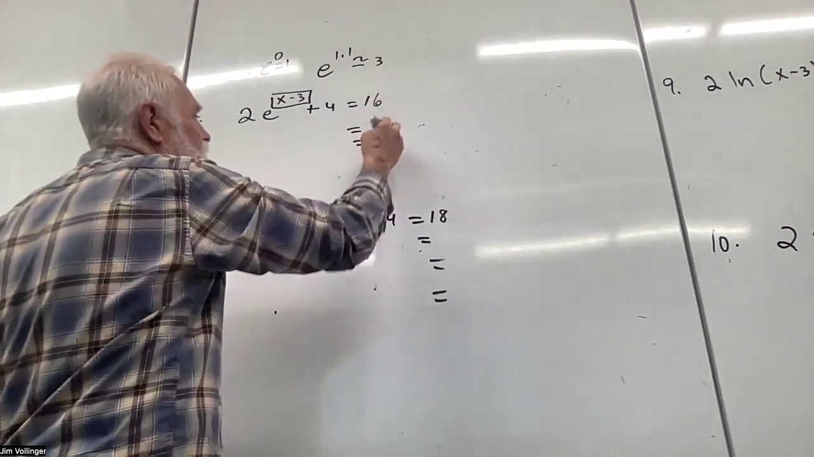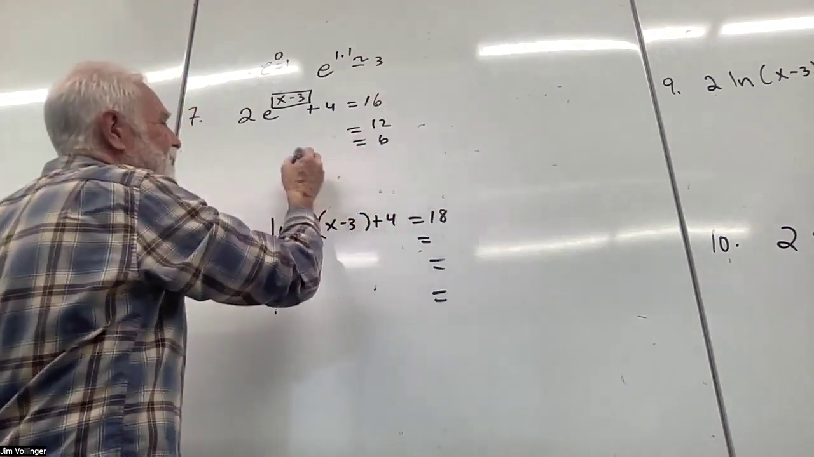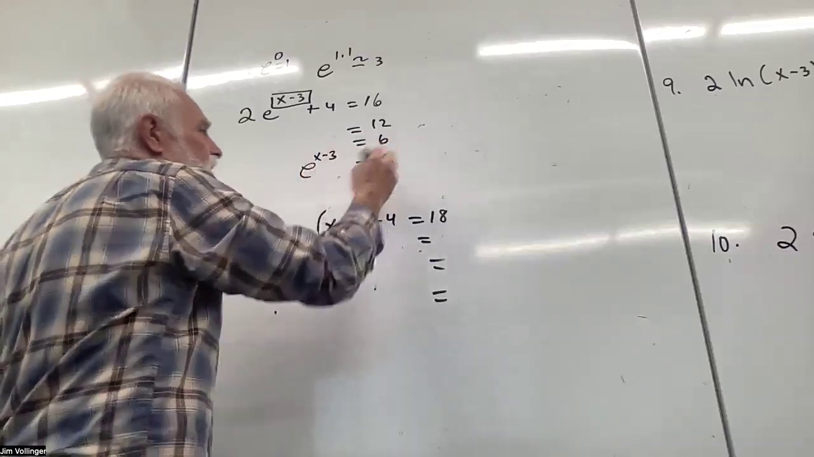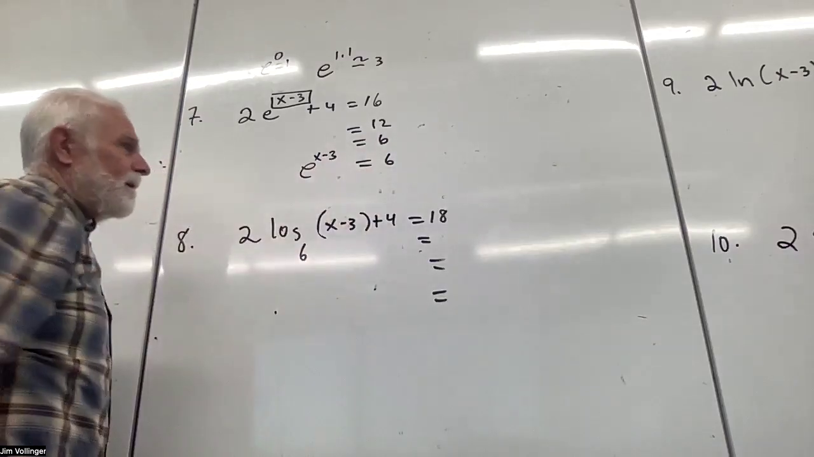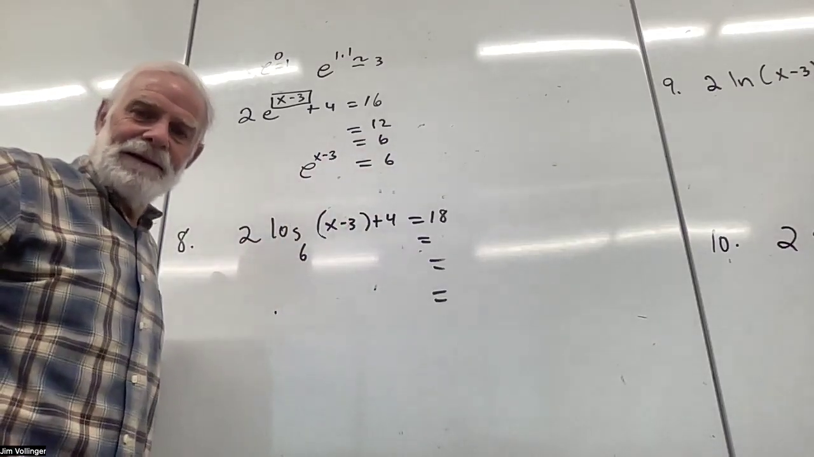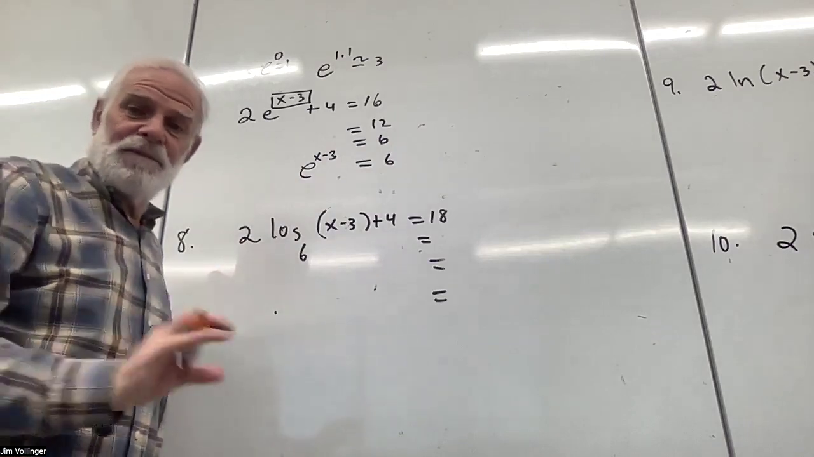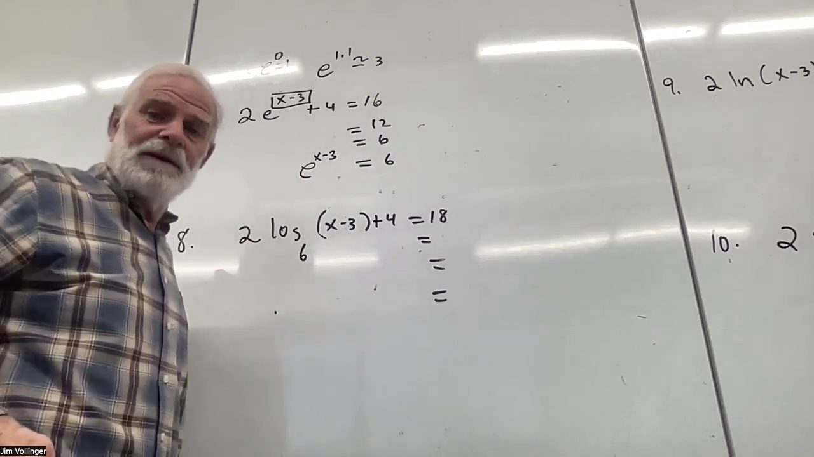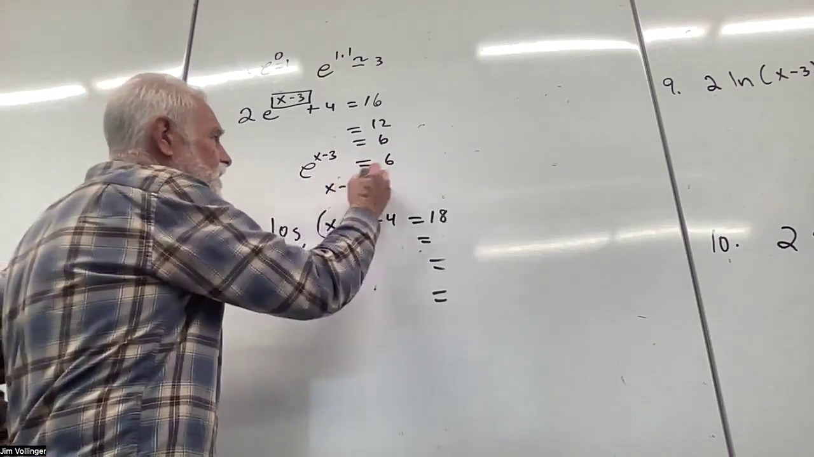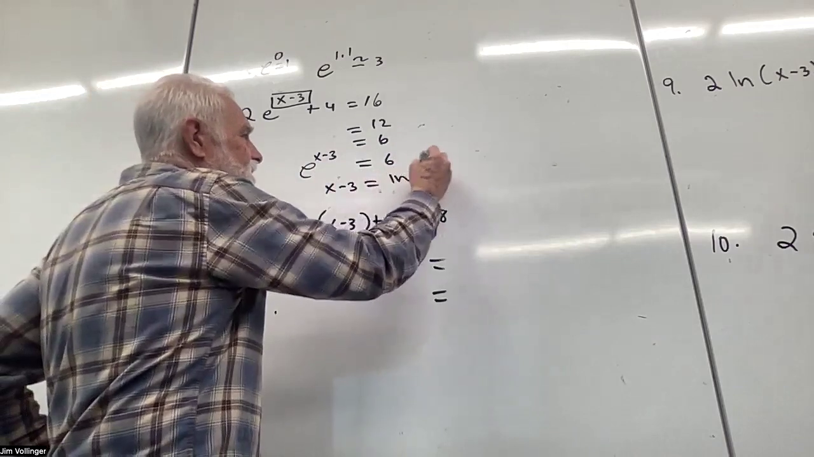12 divided by 2, 6. So now I want e to the x minus 3 equals 6. What's the inverse? Well, the inverse of exponentiation is logging. Okay, and I'm hoping you're pausing the video. I pretty much should have said that to begin with. And you're thinking, well, pause right now. And I hope you say x minus 3 equals the ln of 6.